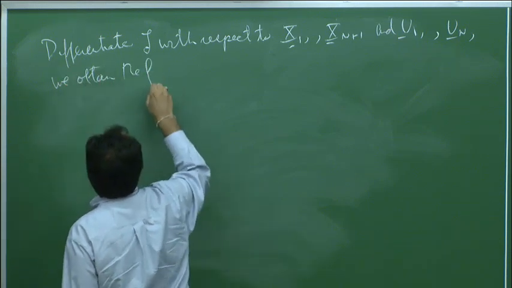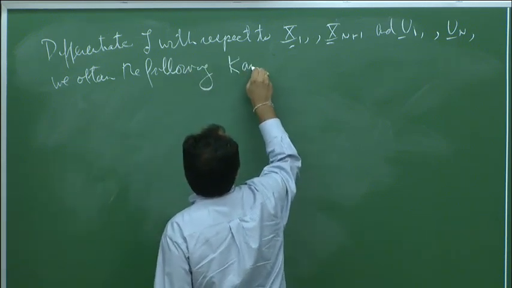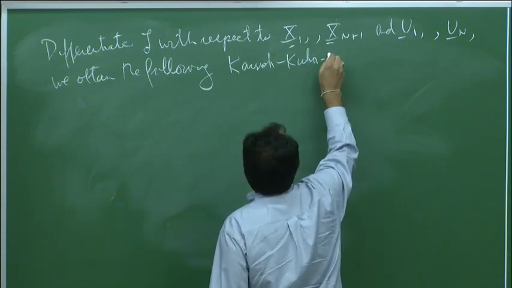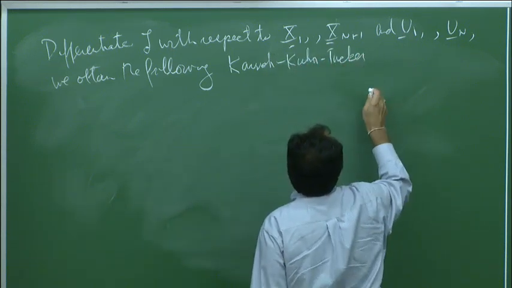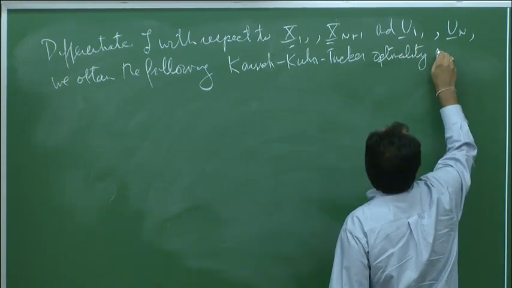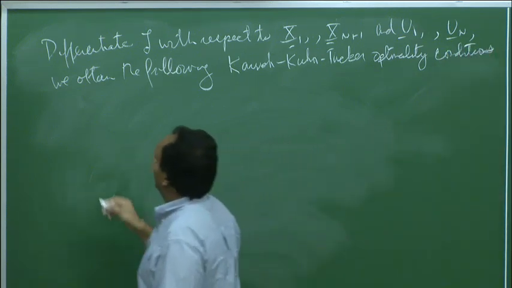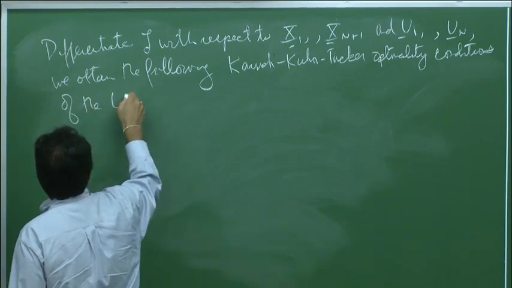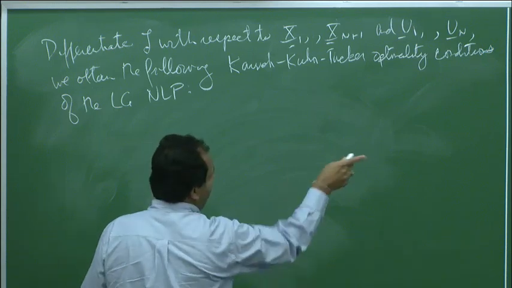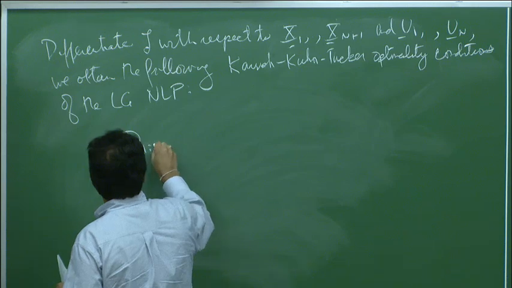the following, what are commonly called the Karush-Kuhn-Tucker optimality conditions of the LG NLP, which is as follows. Because if I take the derivative with respect to all these, I'm going to write this result down because this just requires a lot of algebraic manipulation to get there.